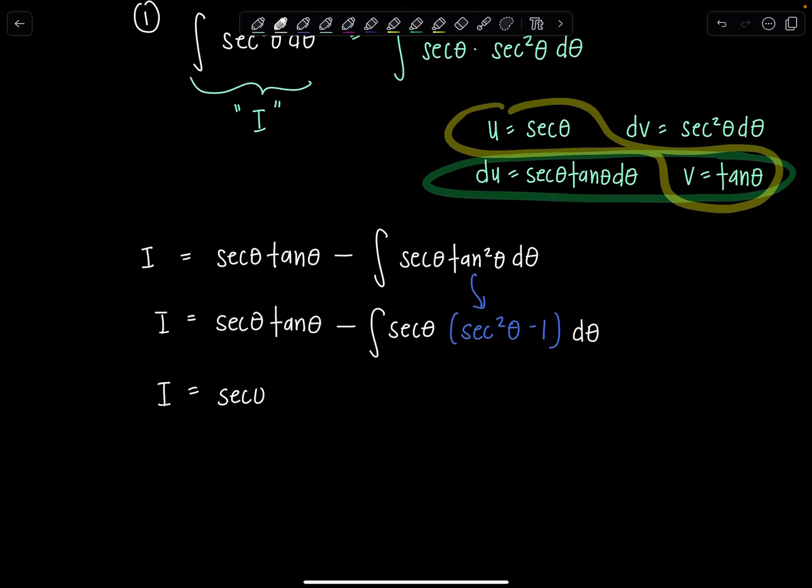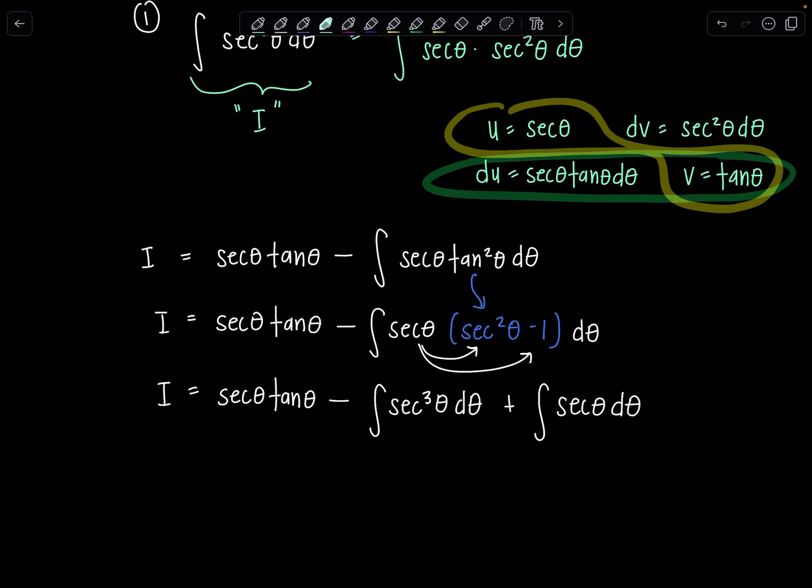I equals secant theta tan theta minus integral secant cubed theta d theta. I'm splitting it all up already. Plus integral secant theta d theta. So bam, my boomerang came back. How glorious.